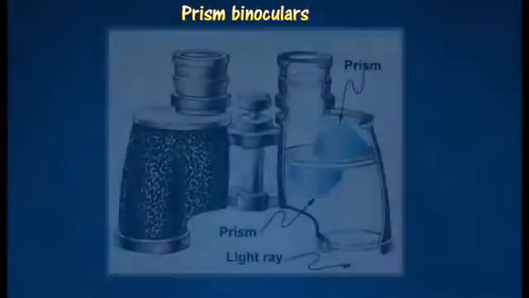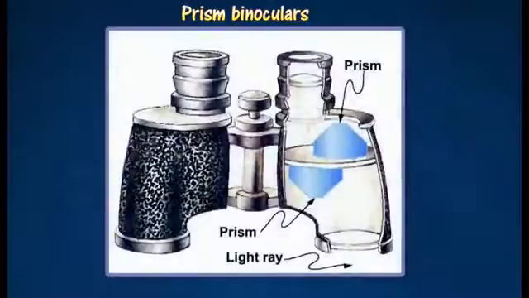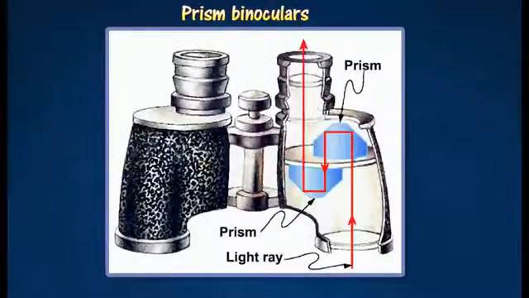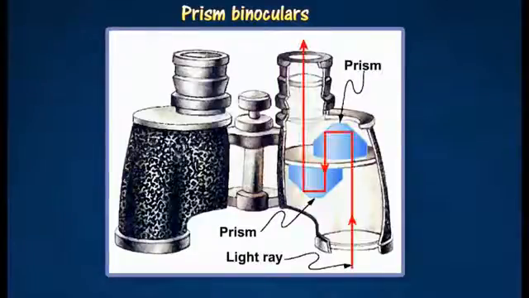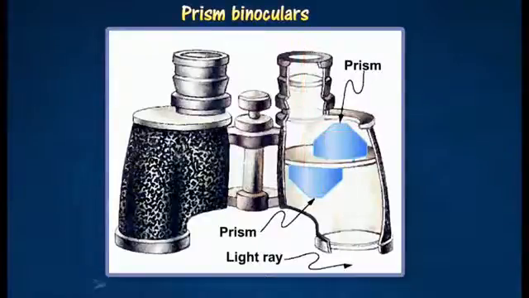The construction of prism binoculars is also based on the effects of a prism on rays of light. The two prisms are arranged in such a way as to deviate the incident rays through 180 degrees. Light rays from a distant object are incident normally on the hypotenuse face of the first prism, and strike the other two faces at an angle of 45 degrees.